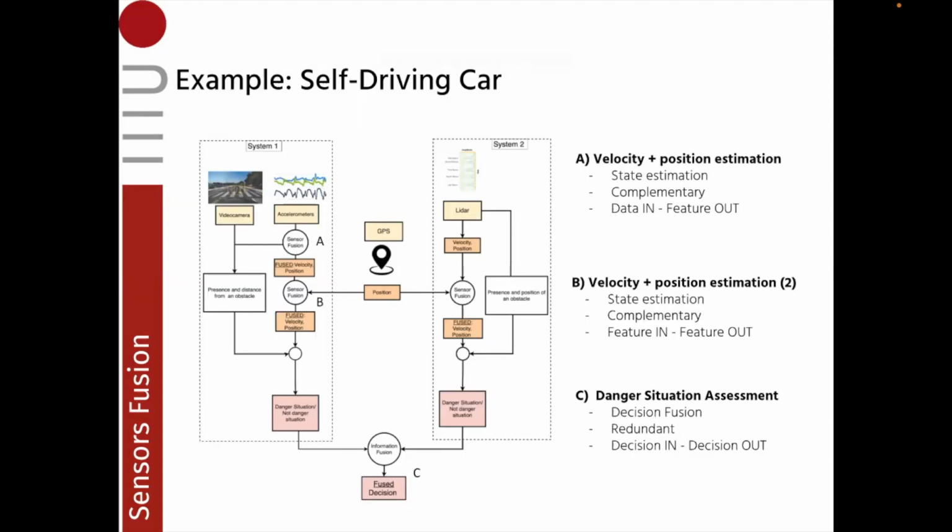Let's try now to provide a practical declination of the criteria in the example we used before. Sensor fusion A, the one where we fuse the video cameras and the inertial unit to get the position and then the velocity, can be seen as a state estimation technique, which is complementary and which has data in, so raw data in input, and feature, processed data, in output. The second one, instead, where we use the GPS, is also state estimation and complementary, but in this case we have feature in and feature out.